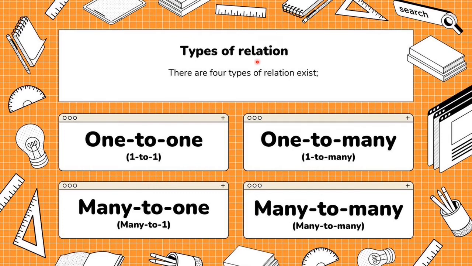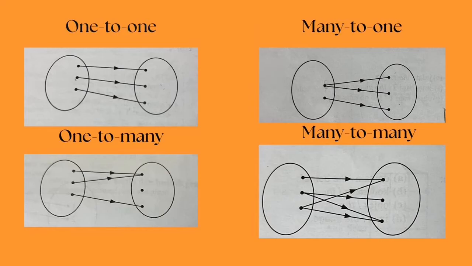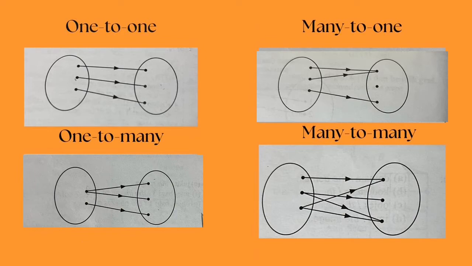Types of relation. There are four types of relation: one-to-one, one-to-many, many-to-one, and many-to-many. This is the example of the relation for one-to-one, many-to-one, one-to-many, and many-to-many.